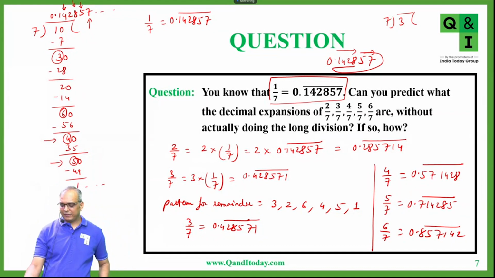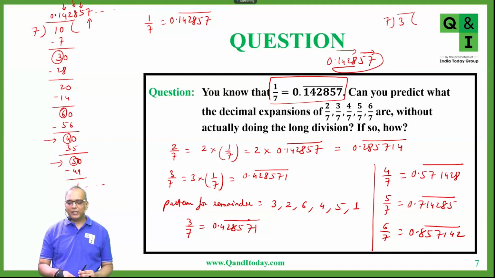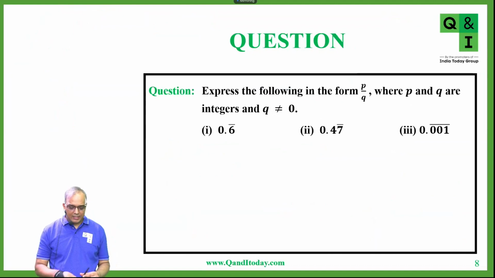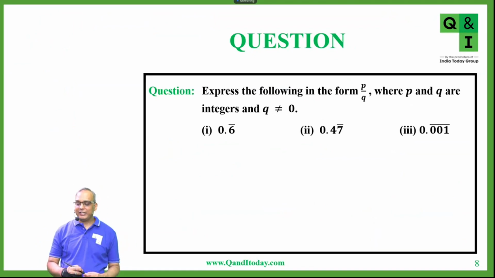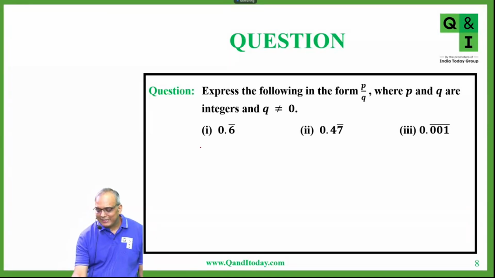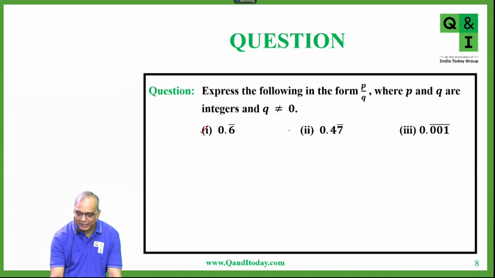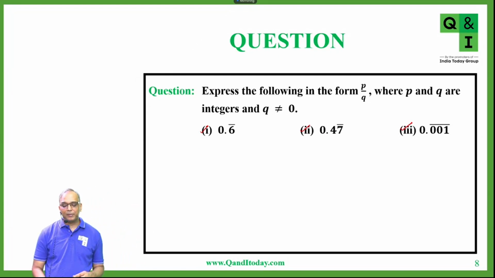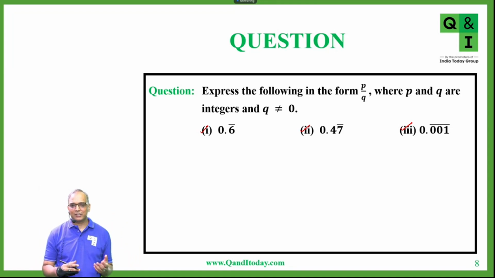Let's move to the next one now. This is a very important way of doing this kind of calculation. Now the next question is: express the following in the form P by Q where P and Q are integers and Q is not equal to 0. See, this is non-terminating and recurring. You have to convert it into the P by Q form. I had taught you 2 methods yesterday, one normal method and the other a shortcut. Today we'll do only the normal method, not the shortcut.